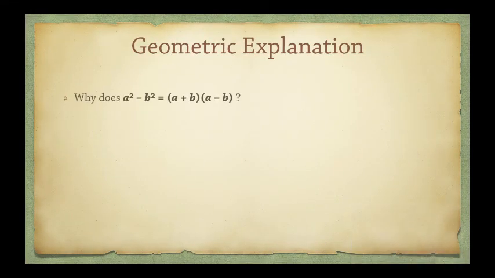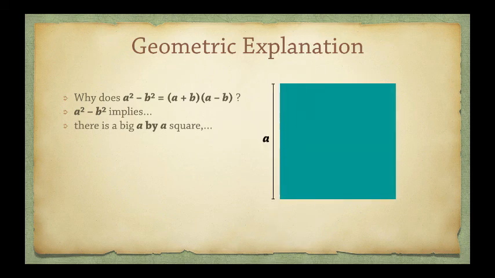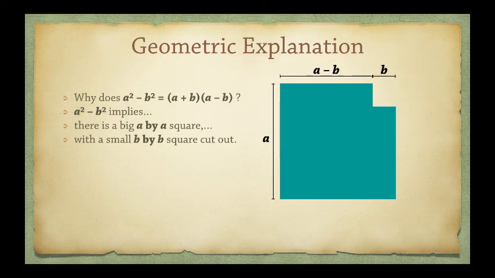So here's a geometric explanation of what's going on. Why is it that a squared minus b squared equals a plus b times a minus b? Well, if I have a squared minus b squared, then there's a big square that is a by a, and there's a little square that is b by b, and that's being cut out of it. The rest of that top is whatever a was minus whatever b was. So that's the remaining width across the top.